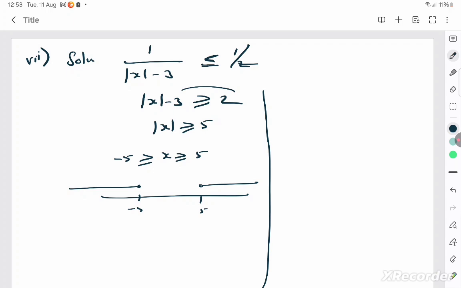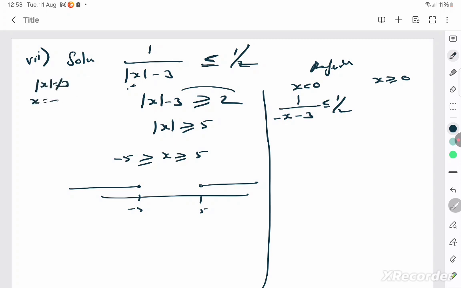Let's redefine this whole function, with another method. When mod x is involved, the critical point is 0. So when x is less than 0, the function becomes 1 by minus x minus 3 is lesser than or equal to 1 by 2. For x greater than or equal to 0, I have to include it somewhere, no? So I'm including it there. But I know from here the denominator can never be equal to 3, so x cannot be plus or minus 3. So I can never include plus 3 or minus 3, something that I am noticing here.